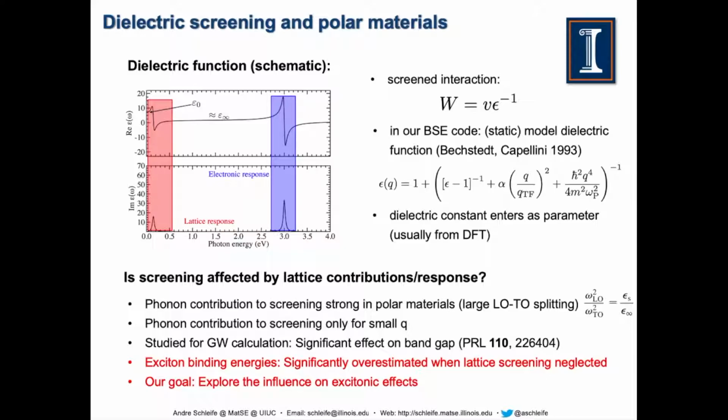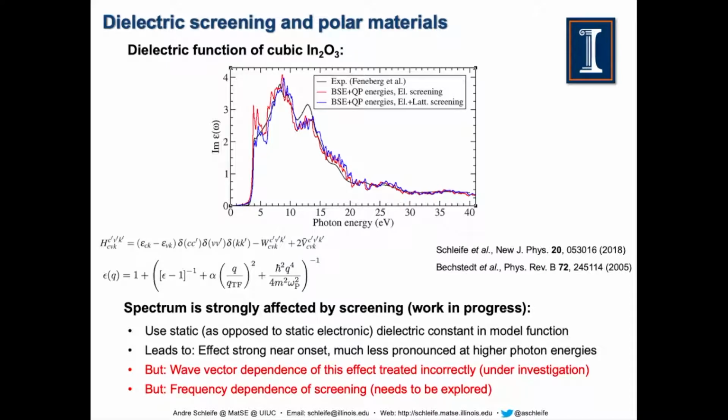What we want to do is check whether the optical spectrum is also subject to such a change. And so what we did so far is we simply replaced the electronic dielectric constant in our model dielectric function that we use to calculate W in those calculations. Instead of using the electronic dielectric constant, we use the epsilon 0. That's as far as we got so far.